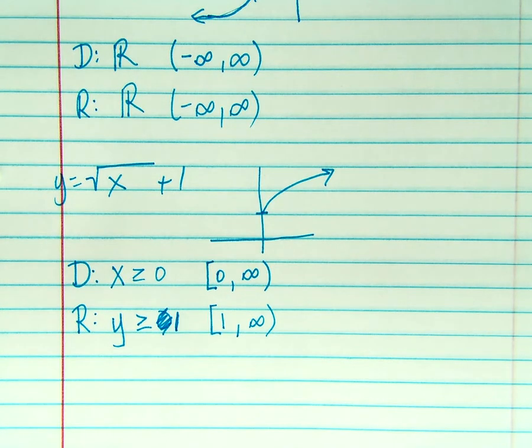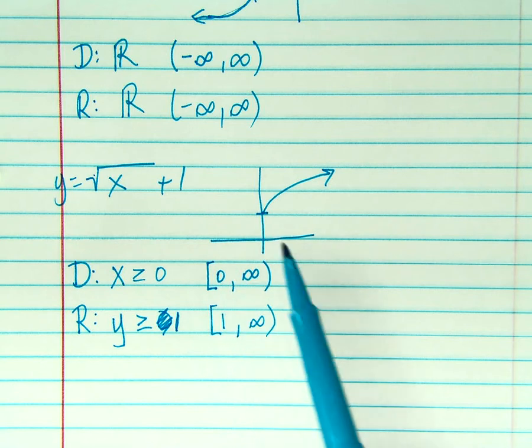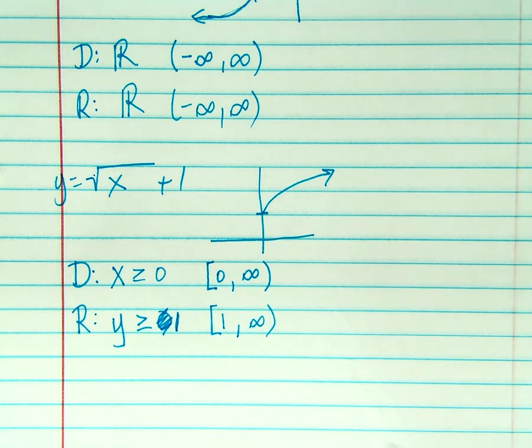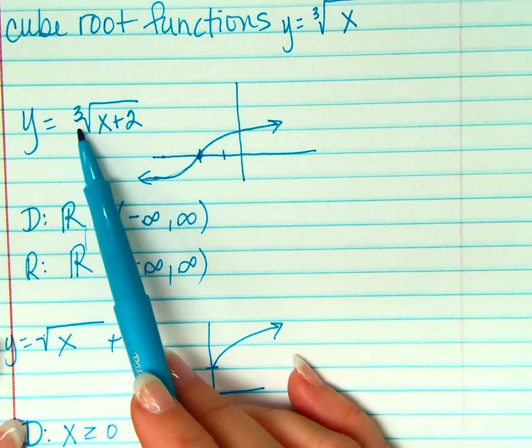There are other kinds of roots. There may be a 4th root or a 5th root. What could you possibly use in case you don't know what those look like? Oh, your calculator. Yay for the calculators. Put it in your calculator. Look at the graph. Say to yourself, how far to the left does it go? How far to the right does it go? That's your domain. How far down does it go? How far up does it go? That's your range. Okay?